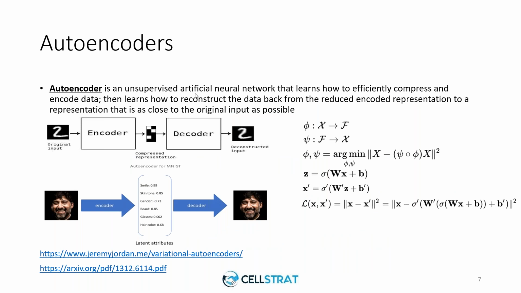Coming to autoencoders. An autoencoder is an unsupervised artificial neural network that learns how to efficiently compress and encode data. Then from the encoded data, we reconstruct the data, or the image. If we see over here, this is the original image that we pass to an encoder, which convolves it into a compressed representation of low dimension. Then it is upsampled and the image is reconstructed.